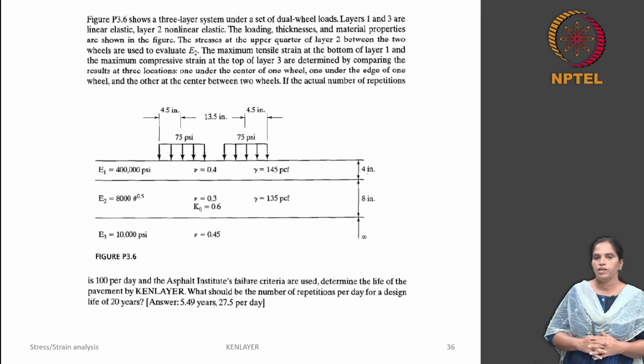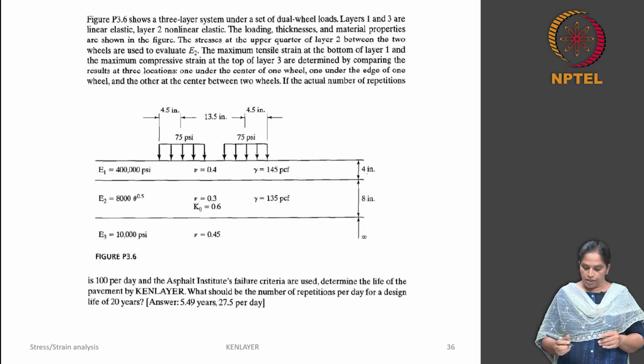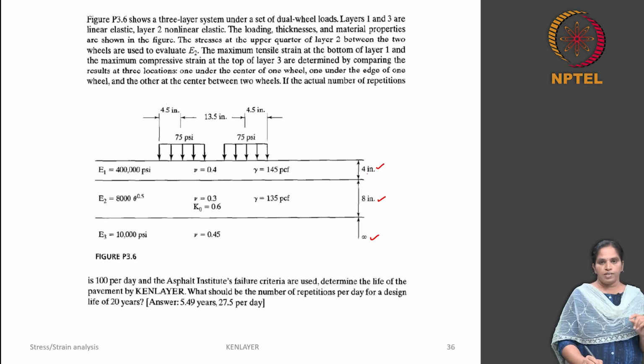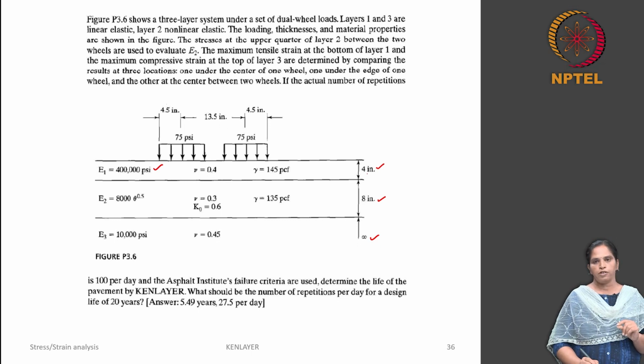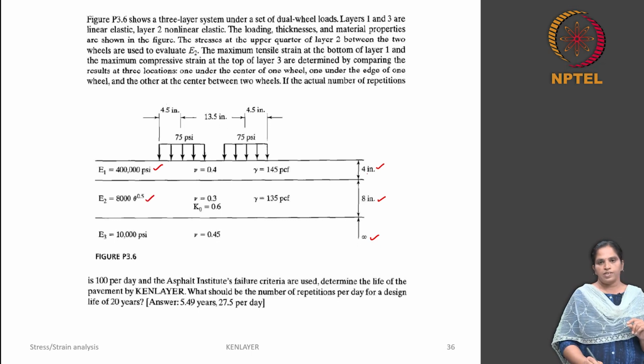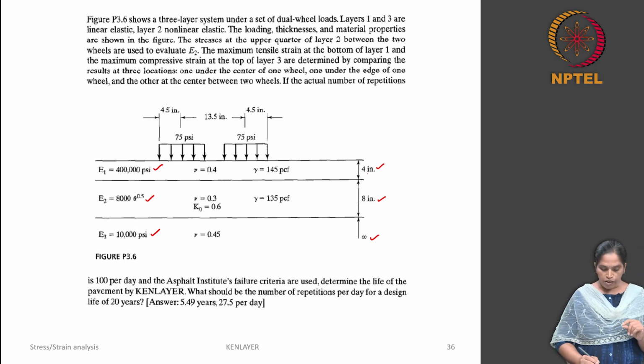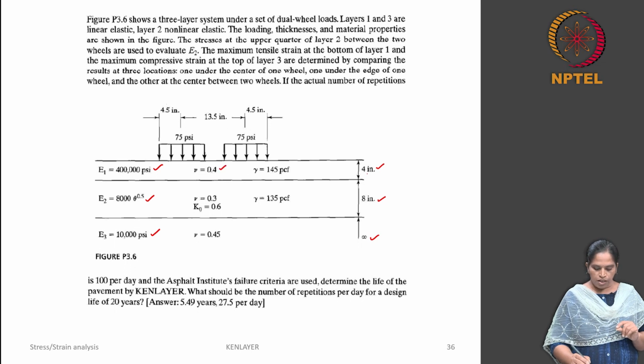Let us now solve this numerical using the KENLAYER software. We have a 3-layered structure consisting of a 4-inch asphalt layer, an 8-inch base, and an infinite subgrade thickness. The asphalt layer is considered to have an elastic modulus of 4 × 10^5 psi. The base layer is considered to have a stress-dependent modulus, with K1 equal to 8000 and K2 equal to 0.5. The subgrade layer has a constant elastic modulus of 10,000 psi. Poisson's ratio values are 0.4, 0.3 and 0.45 respectively.